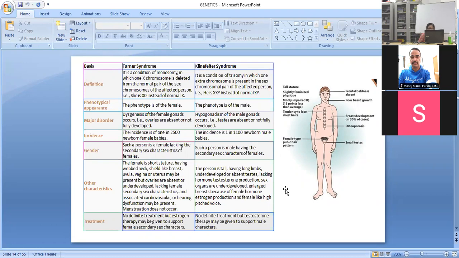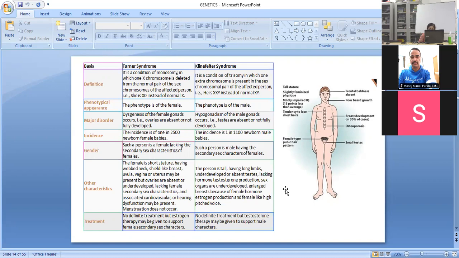So it's a condition of trisomy in which one extra chromosome is present and he'll have XXY instead of the normal XY genotype. And this phenotype is of the male. Here I have given a comparison because we also have Turner syndrome in our syllabus, but in that case, it's a female. So Turner's is always limited to females, and Klinefelter is a syndrome that will always appear in case of males. What happens in case of Klinefelter syndrome is hypogonadism of the male gonads.